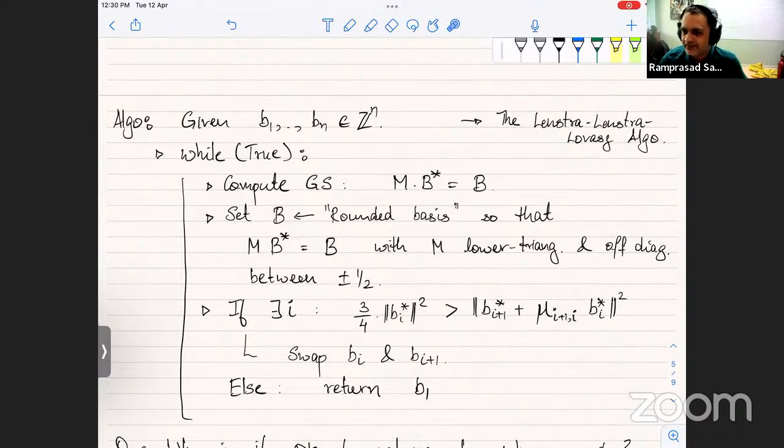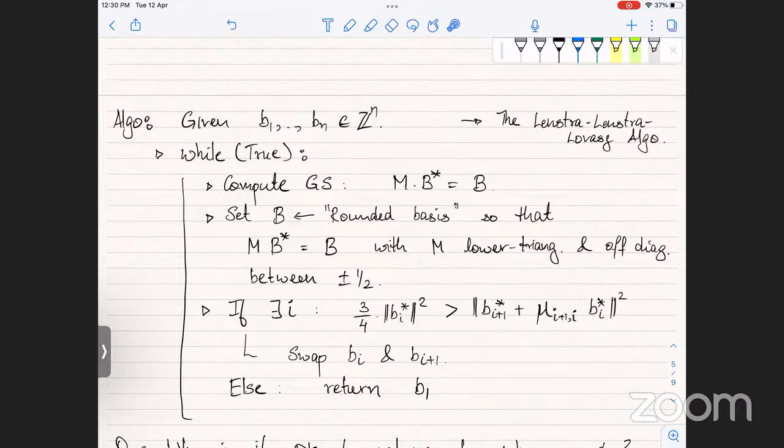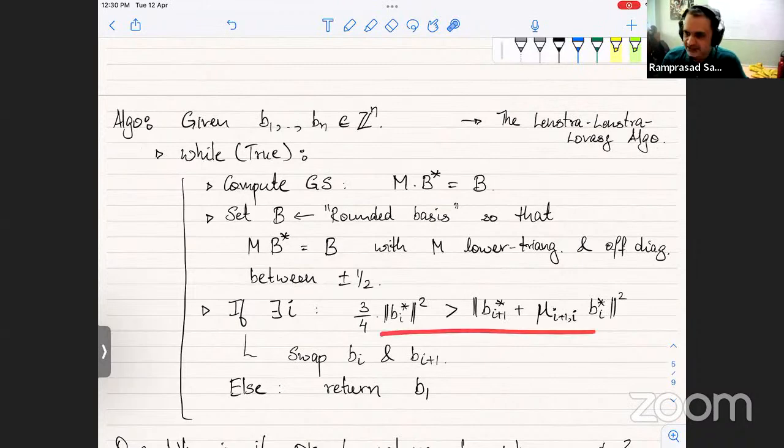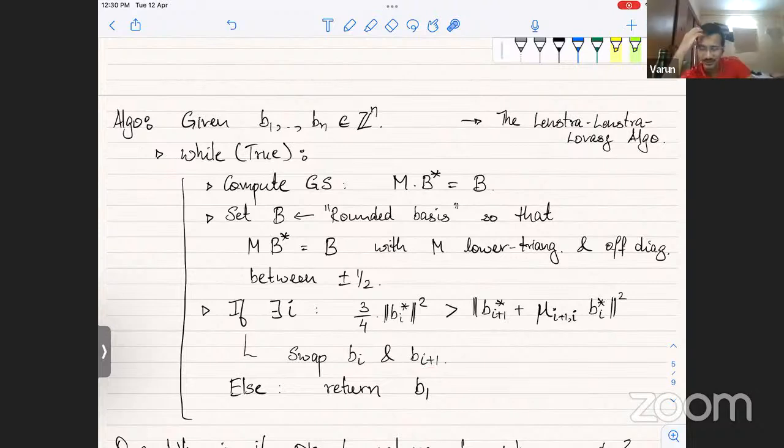Can you repeat the second line where you are doing 3/4? I didn't get that part. At this point, I might as well replace this with some mumbo jumbo. You're doing some step after which you're deciding whether you want to swap Bi and Bi plus 1. So what is it saying in English?